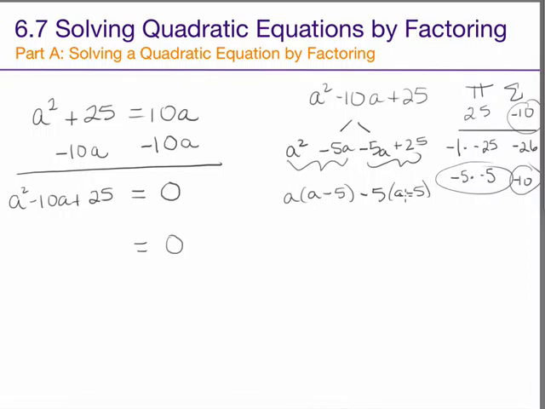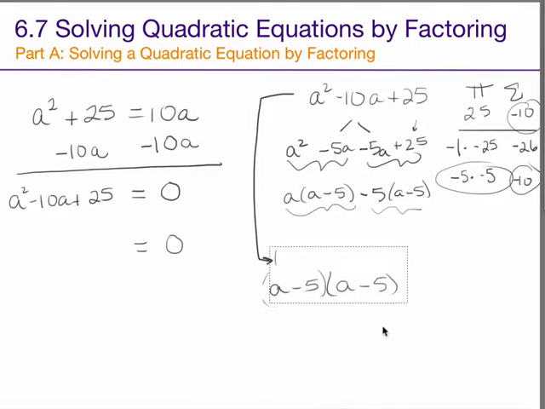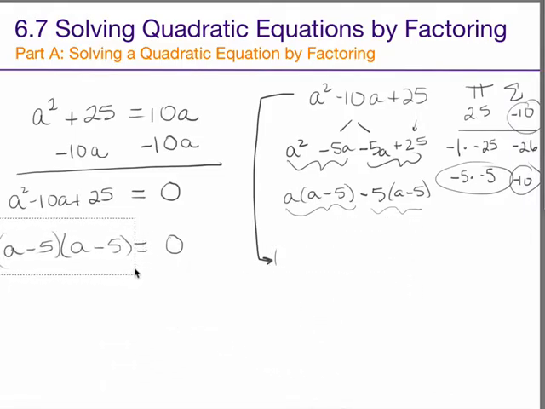Notice that this is a minus, even though this is a plus, because to get positive 25, I needed to multiply negative 5 times negative 5. GCF is a minus 5. What's left over is a minus 5. So this can be written like that, which means I can replace the left-hand side of my equation, a squared minus 10a plus 25, with its factored form.